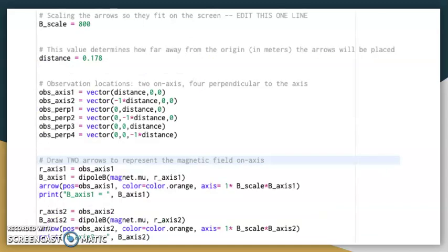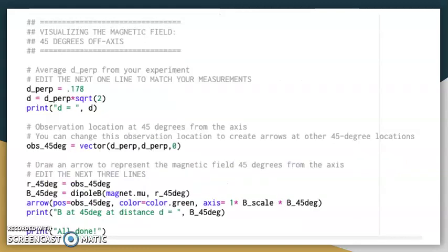Next, I created an arrow scale so that the arrows I created would be visible within the results screen, and then I moved on to determine the observation locations that I wanted the 2 arrows on axis and the 4 perpendicular arrows to sit at. Then I proceeded to visualize the 2 arrows on axis using those observation locations, and I then created the 4 arrows perpendicular to axis, using the exact same method except with different observation locations.